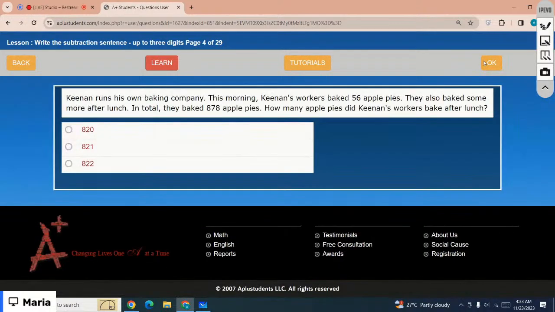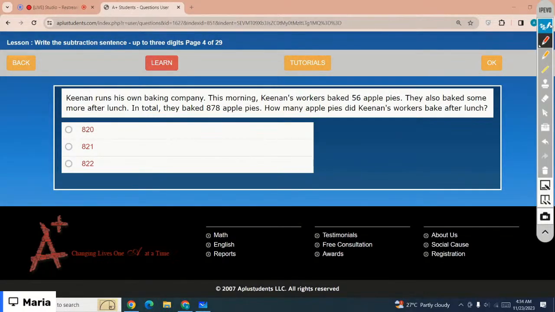Okay, the next one is Keenan runs his own baking company. This morning, Keenan's workers baked 56 apple pies. They also baked some more after lunch. In total, they baked 878 apple pies. So, how many apple pies did Keenan's workers bake after lunch? You have to do 878 minus 56, right?